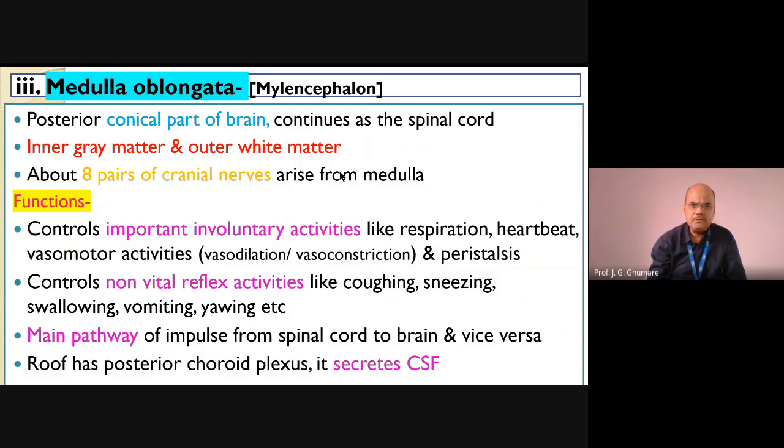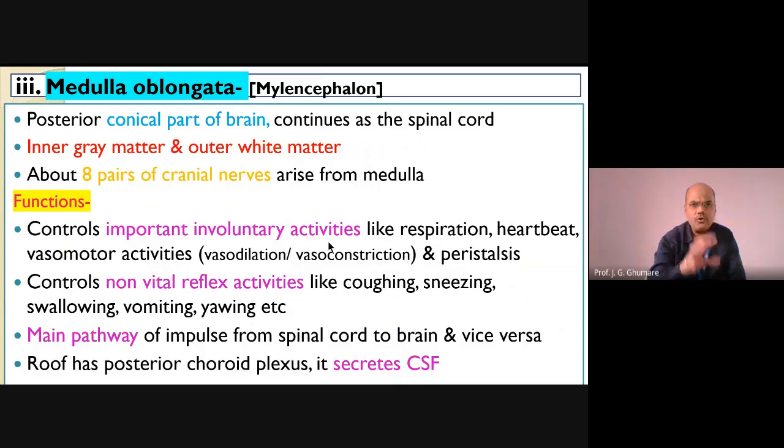There are 12 pairs of nerves. We are going to discuss them in the next part. We need to remember the names of those 12 pairs of nerves. Out of the 12 pairs of cranial nerves that start from the brain, 8 pairs start from the medulla oblongata.